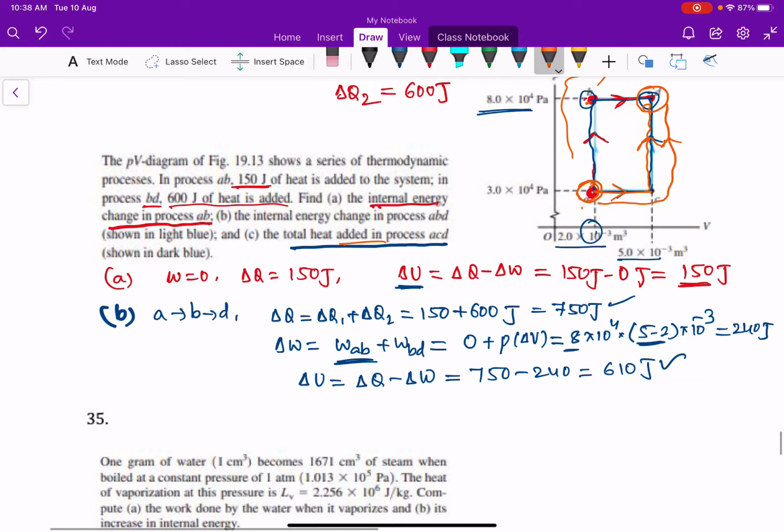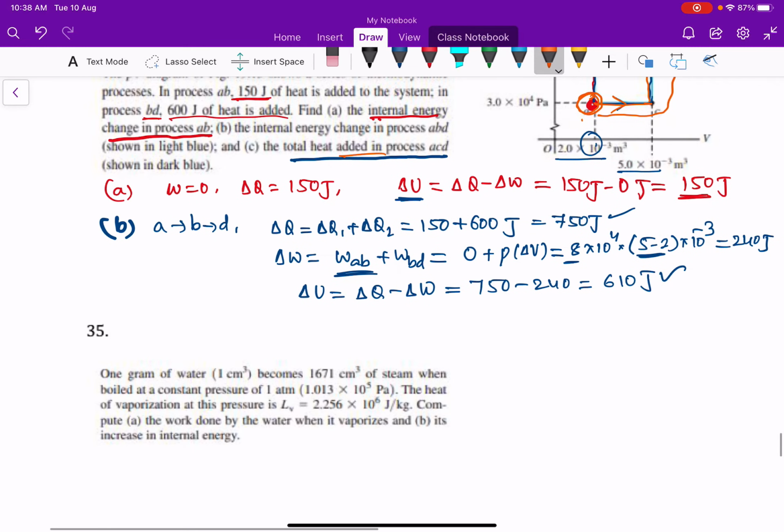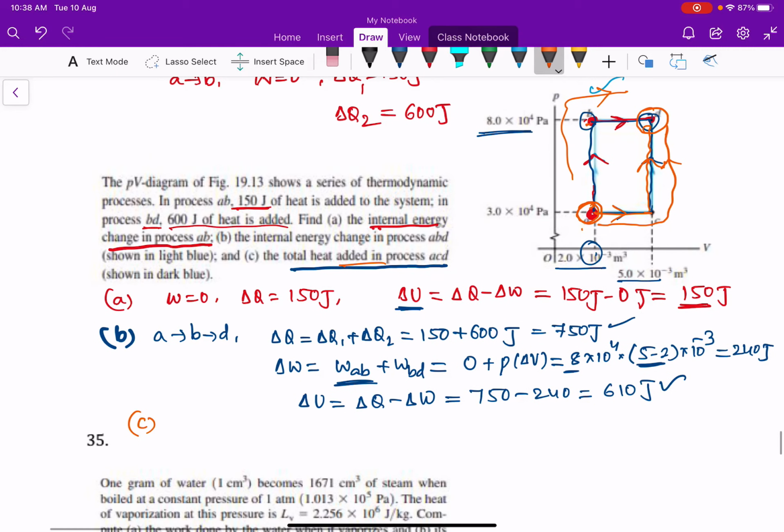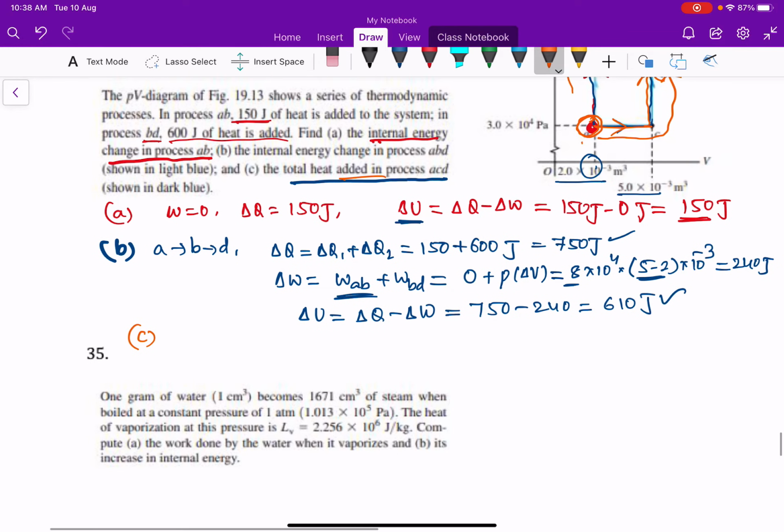So here the state function is internal energy. So internal energy is the same in the A to C and C to D process also. So in this case, the change in internal energy is equal to how much? 610 joules. Now we need to find out the work done here.